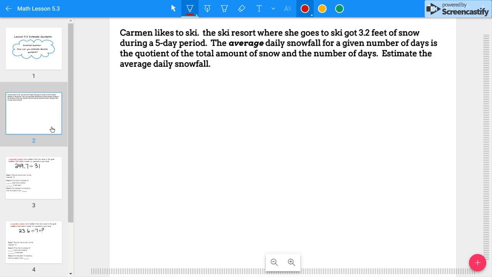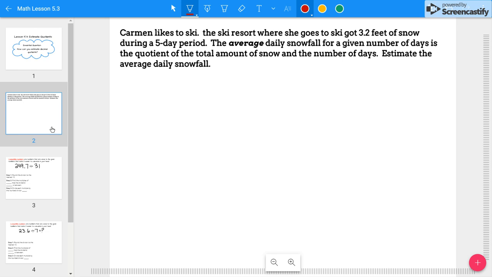Carmen likes to ski. The ski resort where she goes to ski got 3 2/10 feet of snow during a 5-day period. The average daily snowfall for a given number of days is the quotient of the total amount of snow and the number of days. Estimate the average daily snowfall. So we're going to use the cube strategy here to solve this problem.